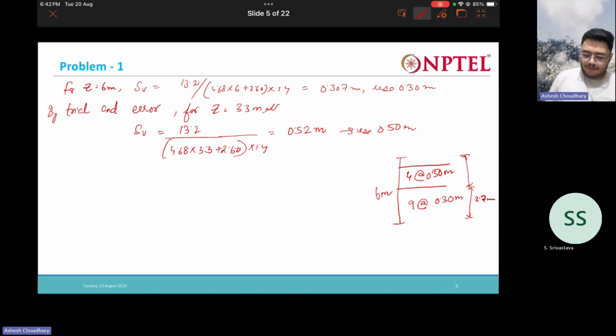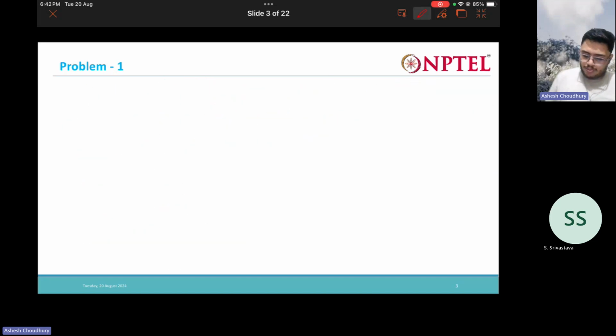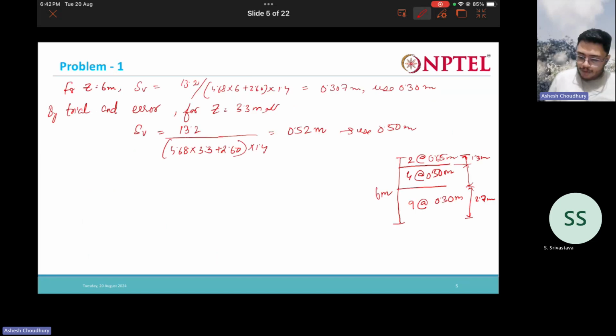Okay, so total how much have you covered? 9 into 0.3 plus 4 into 0.5, so 4.7 meters you have covered. So 1.3 meters is remaining. For this remaining 1.3 meter, we can provide 2 layers at 0.65 meter spacing. Now how to check if this 0.65 meter spacing is appropriate for that height or not? We will check for z equal to 1.3 meter.